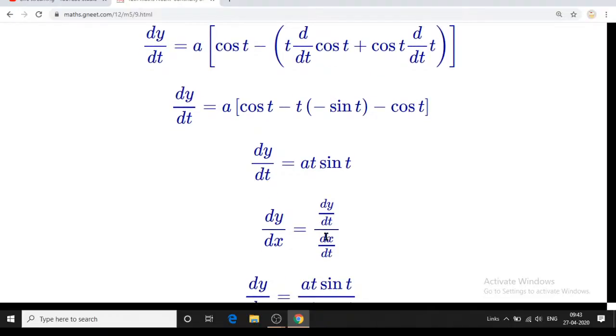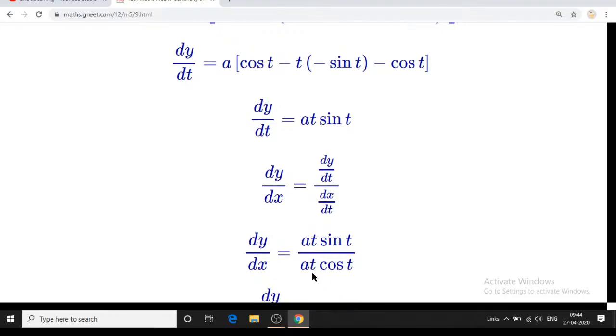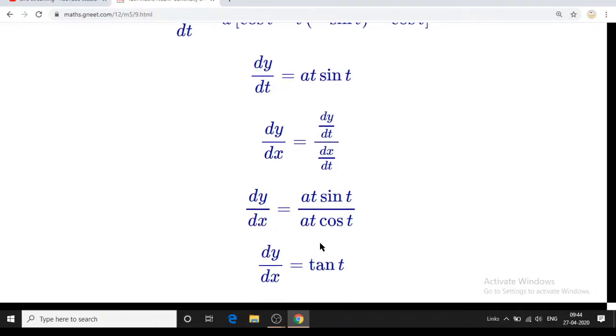So dy by dx is written as dy by dt upon dx by dt. Now what is the value of dy by dt? We get a t sin t upon a t cos t. a t will get cancelled and we will get dy by dx as tan t. So up till this it was very easy. We just have to find it out, because we have solved a complete exercise on this part, that is called parametric.